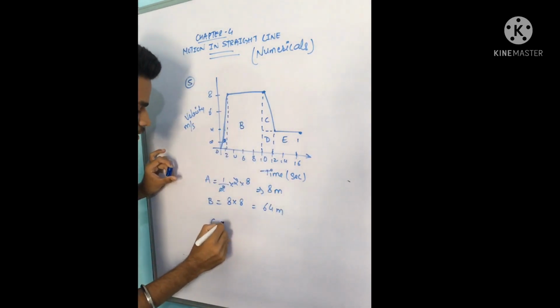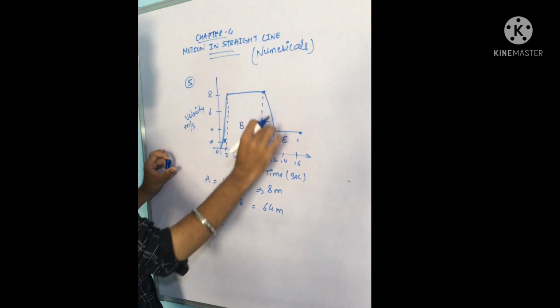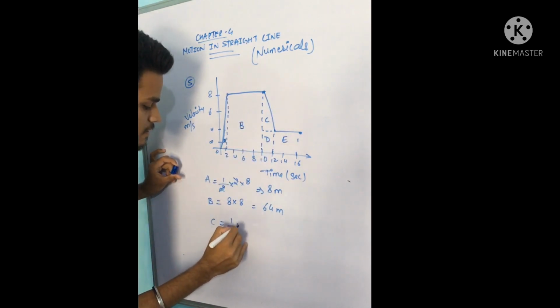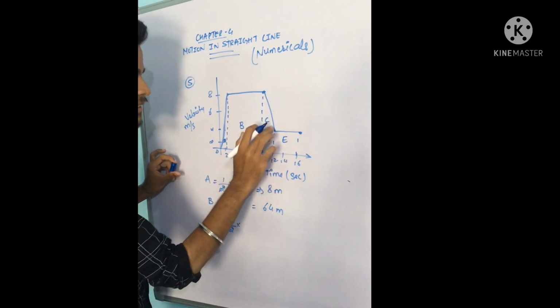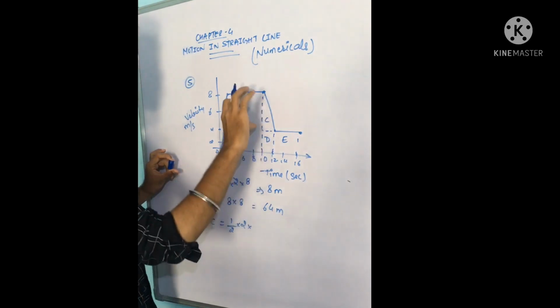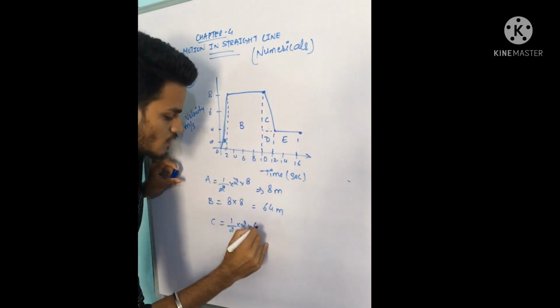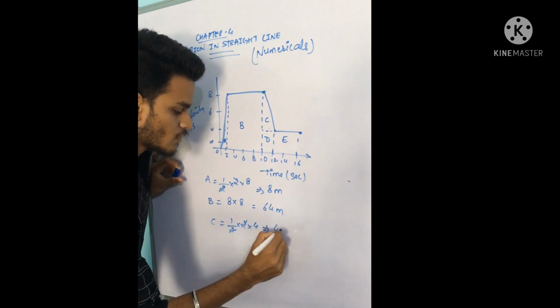Now for C portion, C is area of triangle again. Area of triangle is half base times height. What is the base here? Base here is 12 minus 10, which is 2. And what is the height here? Height here is 8 minus 4, 4. So we get the answer 4 meter.